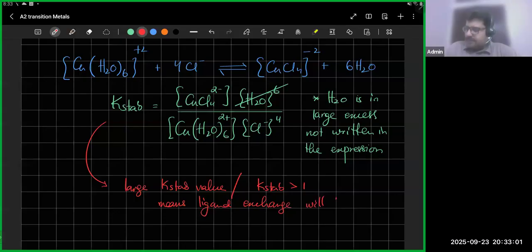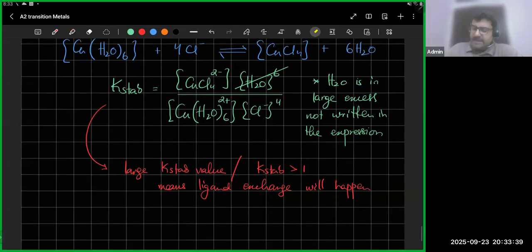A lot of times, you must have seen in the lab that you add something in excess and the precipitate does not dissolve, right? Like iron hydroxide, let's say you add ammonia to it, and the precipitate did not dissolve. That meant that the ligand exchange was not being favored. That means maybe the dative bonds formed between copper and water were so strong that even if you add concentrated Cl ions to it, the ligand exchange does not happen. So that means K stab is going to have a very low value.